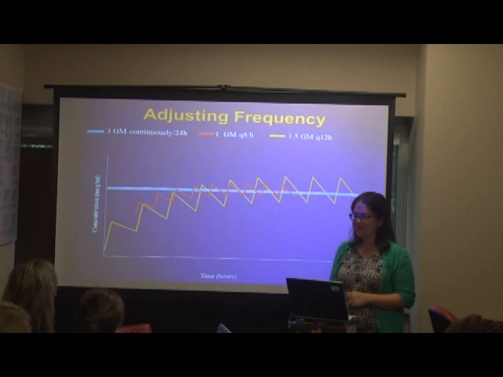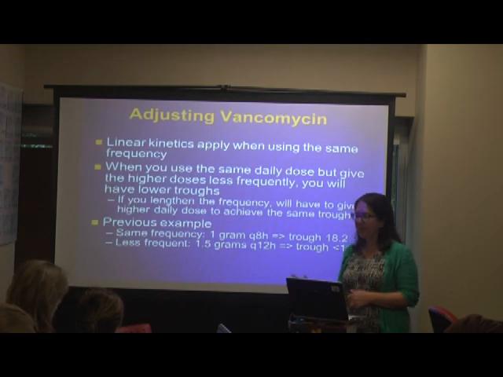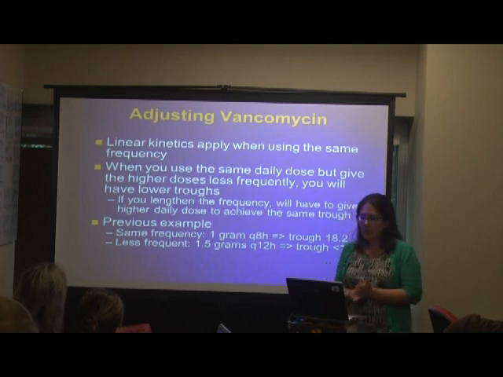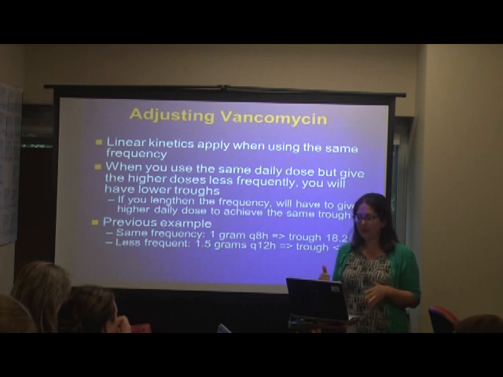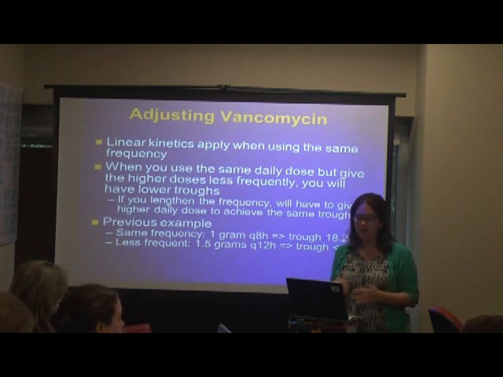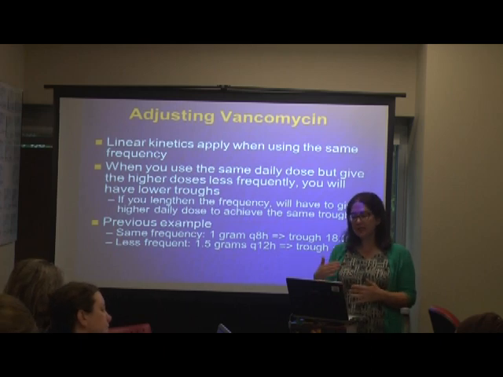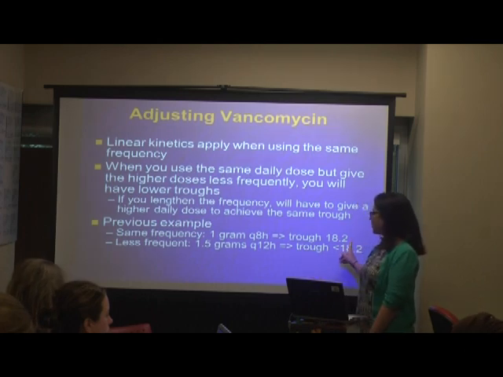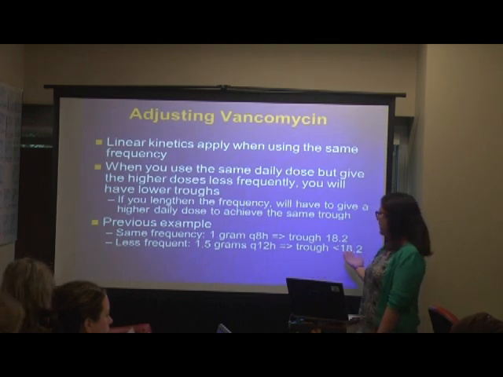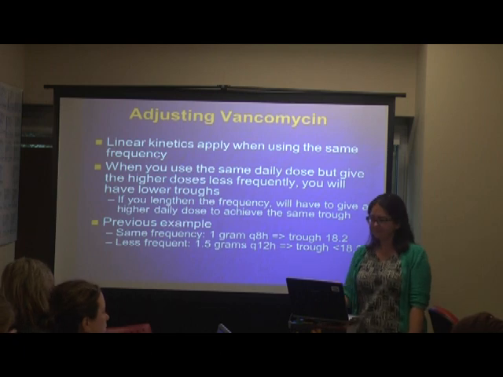Does that make sense? Okay. So again, to summarize, linear kinetics applies when we're using the same frequency. When you use the same total daily dose but give higher doses less frequently, you will have lower troughs. So if you lengthen the interval, you will have to give a higher daily dose to achieve the same trough. So 1 gram Q8 gives you a trough of 18.2, but 1.5 grams Q12 is going to give you a lower trough.